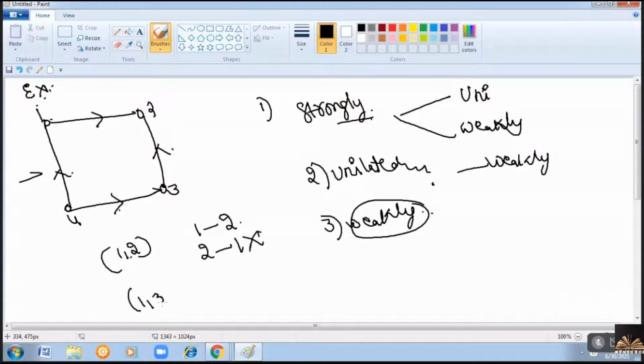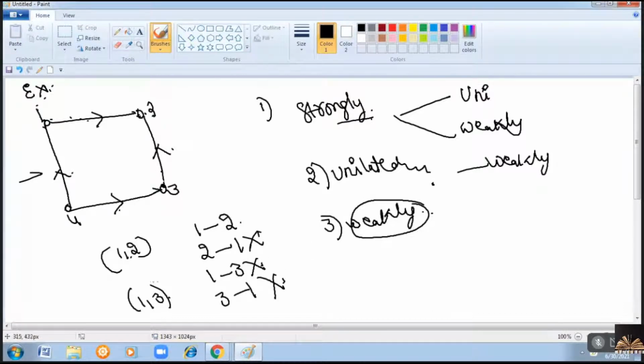Similarly, consider the next pair 1 comma 3. Can I reach 3 from 1? When you observe this graph, can I reach 3? No, you cannot reach 3. Can I reach 1 from 3? 3 to 2 we have done. So I cannot reach 1 from 3 also.